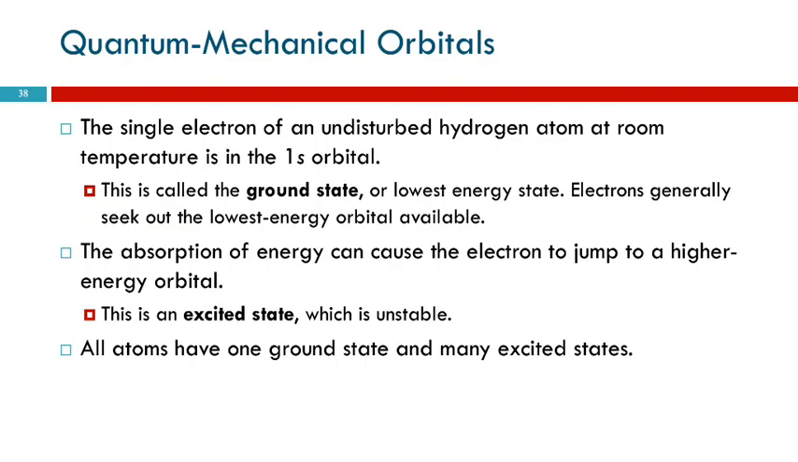So if we look at a hydrogen atom that is undisturbed, meaning we're not zapping it with electricity or something, the one electron that it has is going to be in the lowest energy orbital that it can be in, and that's going to be the 1s orbital. That's called the ground state for that atom. All of its electrons are in the lowest, the most relaxed state. It's just chilling.